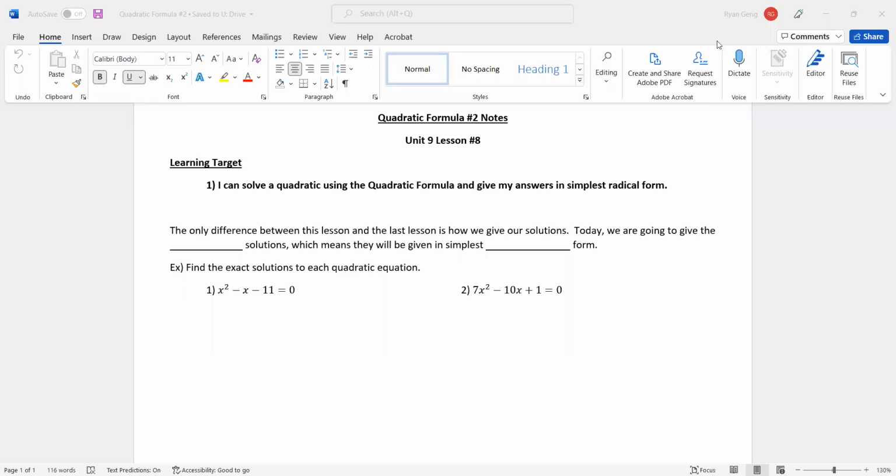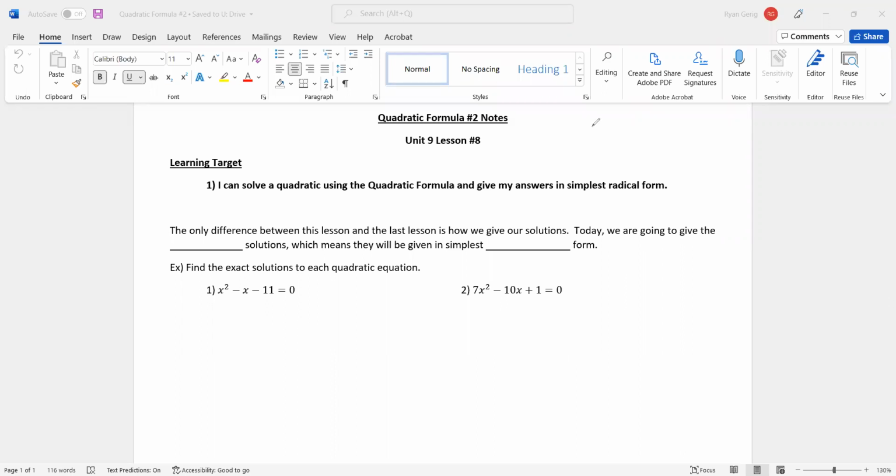Hello, everyone. So we're going to do a second day of quadratic formula. Most people put these together as one lesson, but I decided to split it up. It's going to be a short notes. The only difference between this lesson and the last lesson is how we give our solutions.